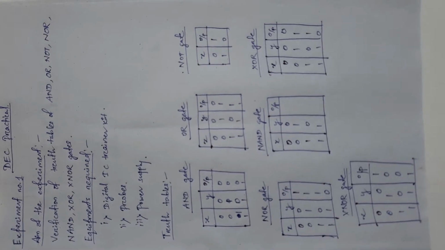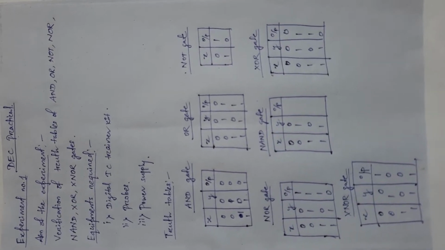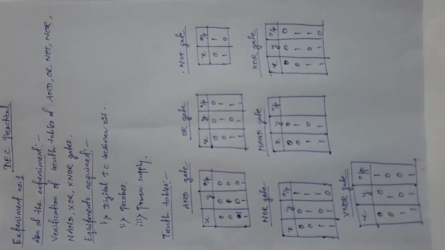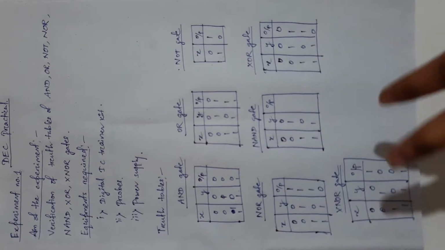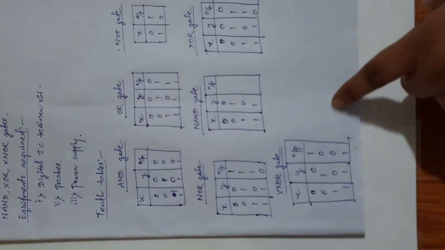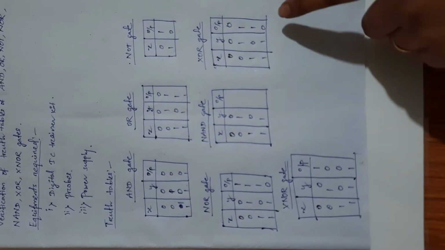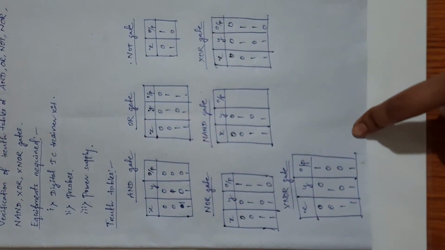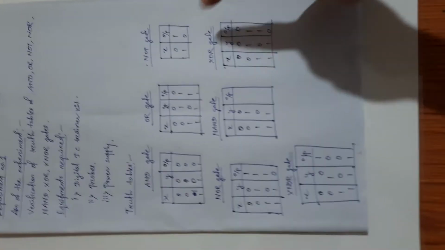For this experiment we need a digital IC trainer kit, a few probes and a power supply. That's all. Here I have already drawn the truth tables for AND, OR, NOT, NOR, NAND, XOR and XNOR gates. First we will do the simple one, that is the NOT gate.